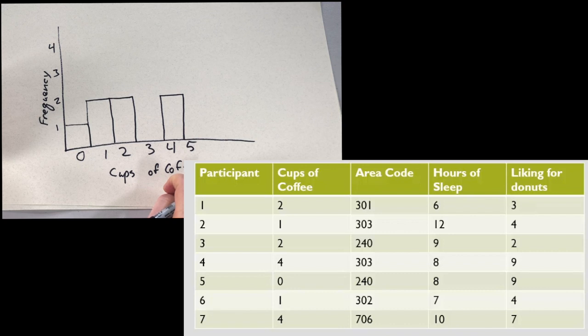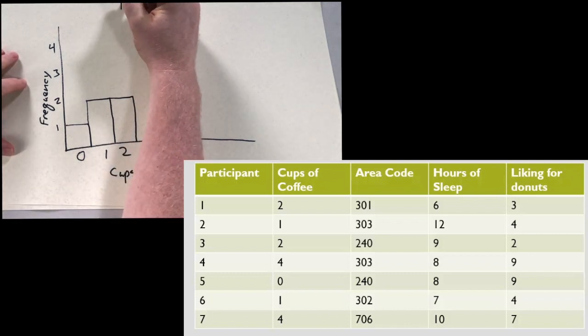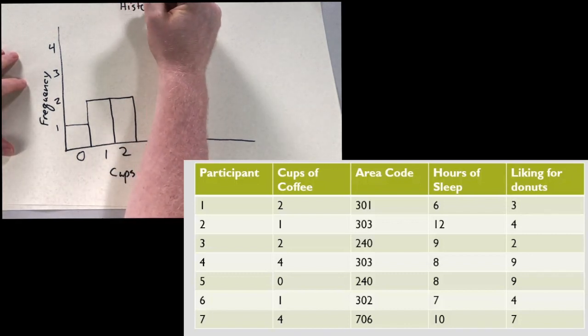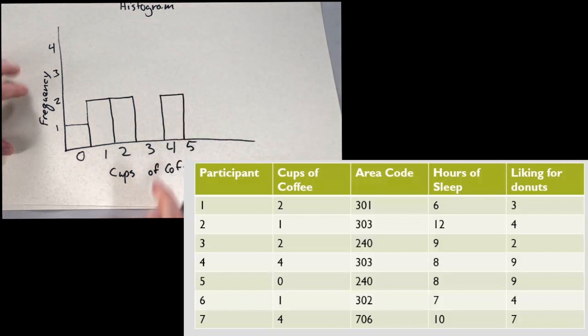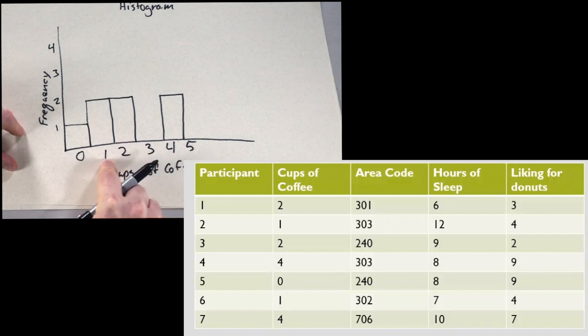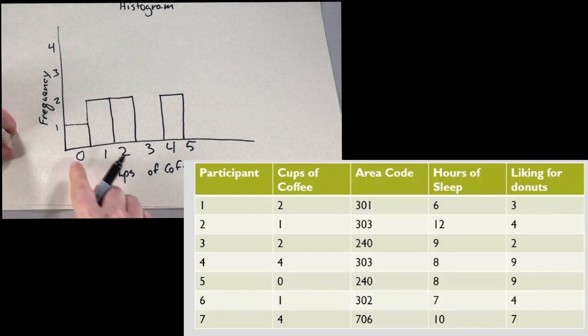What kind of plot did we just make? We just made a histogram. A histogram looks at one continuous variable. In this case, cups of coffee is continuous because 4 is more than 3 is more than 2 is more than 1. We know this is at least ordinal, so this is a histogram.